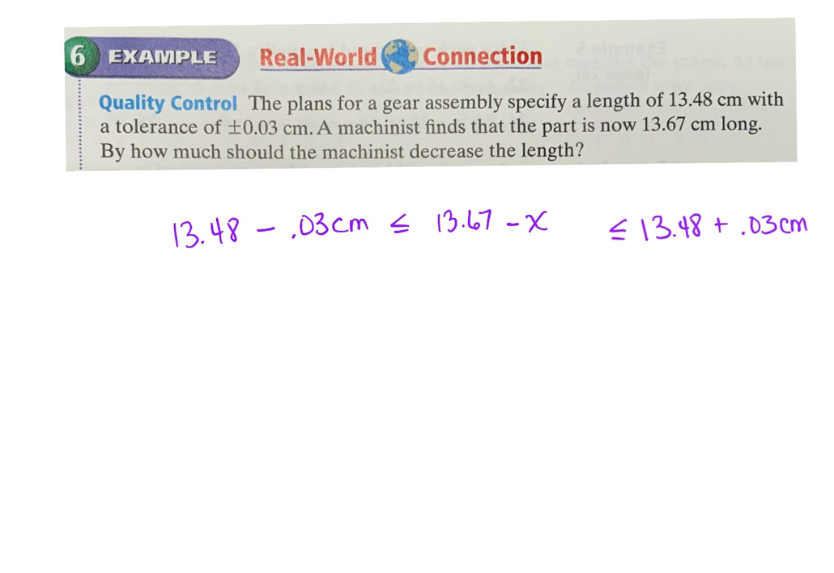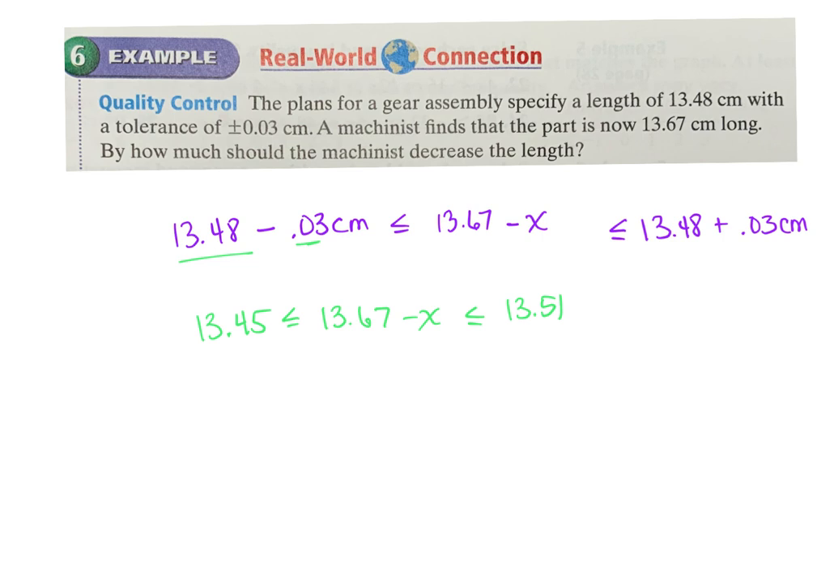And so if I subtract this 0.03 from here, what am I going to get? 13 point what? 13.45. That's the smallest it can be. If I add it, what am I going to get? 13.51. All right. So then we're looking for what does he need to take off of this so that it meets those parameters. So I'm searching for X here.